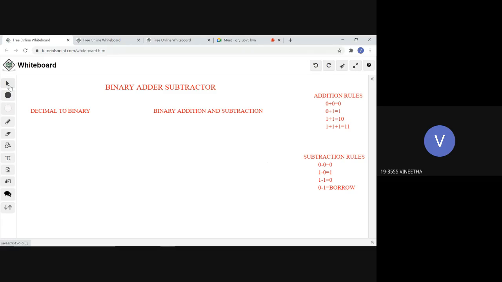Hello everyone. Now let's discuss a binary adder and subtractor. Before that, let's look into a few prerequisites, like how to convert a decimal number to binary and how to perform normal binary addition and subtraction.